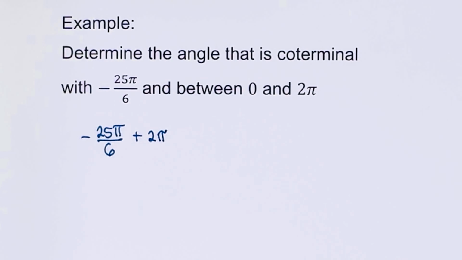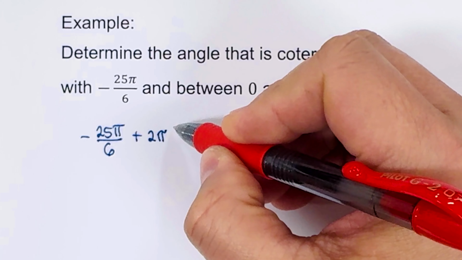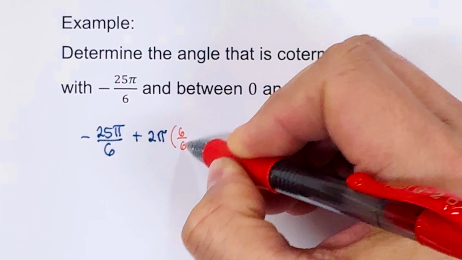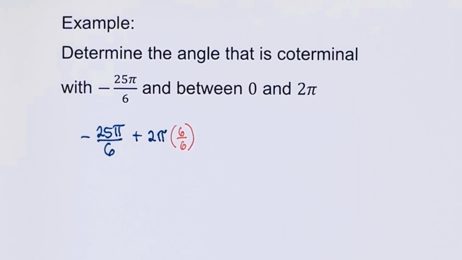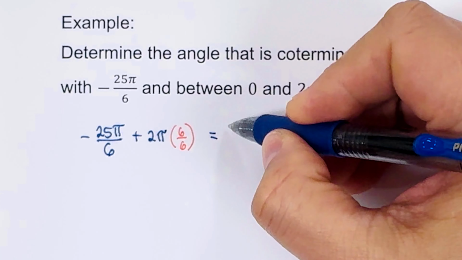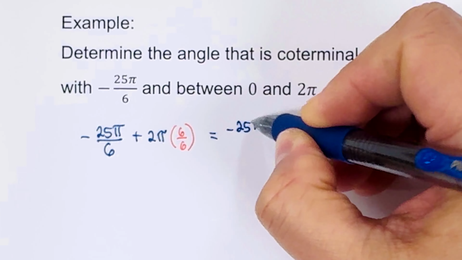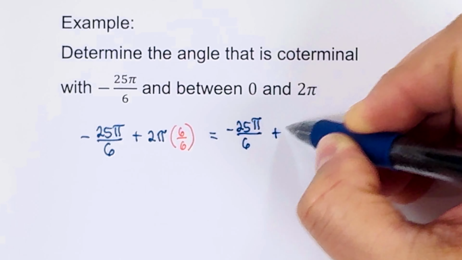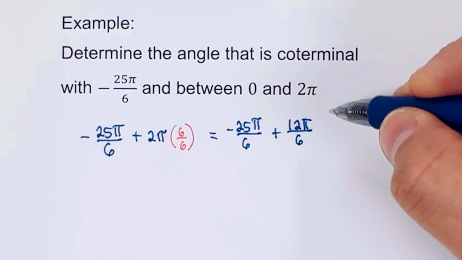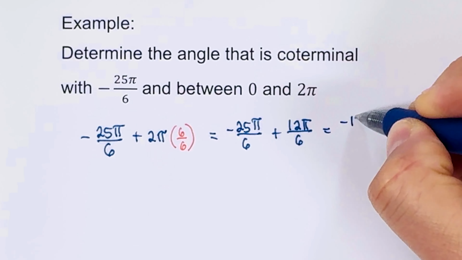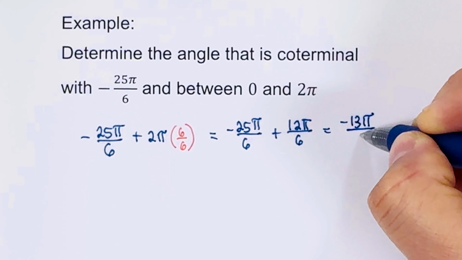Now, if you notice, they don't have the same denominator. So what I would do is multiply the second one by 6 over 6 so that their denominators will be even. So this would come out negative 25 pi over 6 plus 12 pi over 6. So this would equal negative 13 pi over 6.